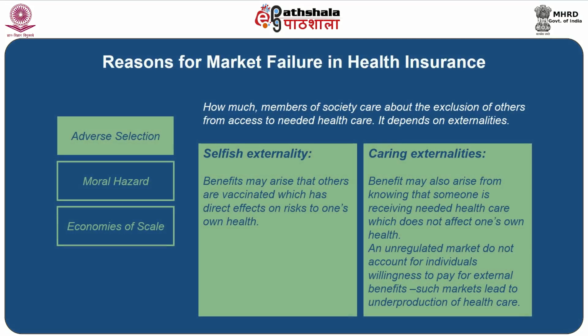Whether this social problem is defined as market failure depends on externality. How much members of society care about the exclusion of others from access to needed healthcare, it depends on externality. There are two types of externalities here. One is selfish externality and two is caring externality. Selfish externality. Benefits may arise that others are vaccinated, which has direct effects on the risks to one's own health. Caring externalities. Benefits may also arise from knowing that someone is receiving needed health care which does not affect one's own health.